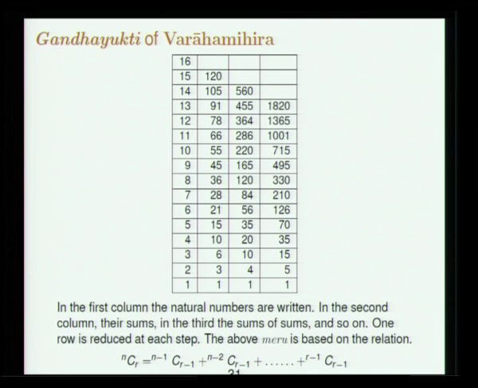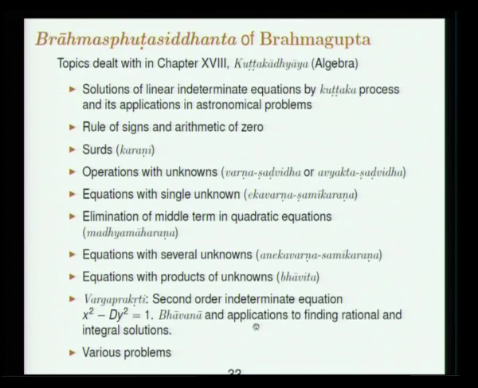Here the first column is natural integers, the second column is the sum of natural integers, the third column is the sum of sums of natural integers, and so on, and it is based upon a recurrence relation, which is equivalent to Pingala's recurrence relation. Brahmasphuta Siddhanta of Brahmagupta is a text on astronomy.